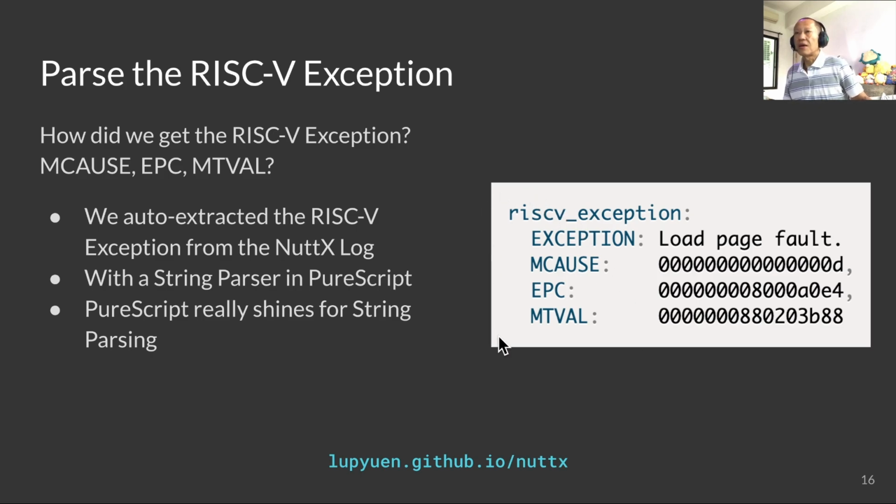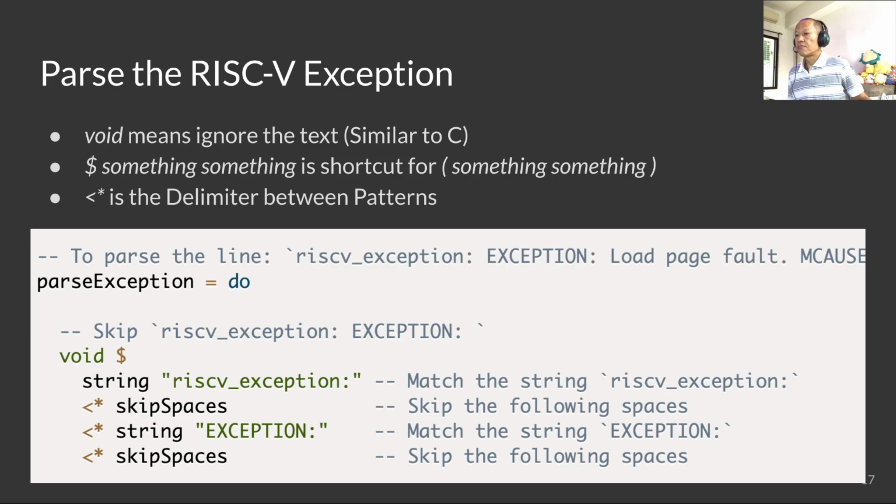We wrote a string parser in PureScript to extract the exception info from the NuttX log in real time. PureScript really shines for string parsing, as we shall soon see. Here is our string matching pattern. This pattern will search for the literal string RISC-V exception, skip some spaces, search for literal string exception, skip more spaces, and discard the whole matched string. That is what void means.